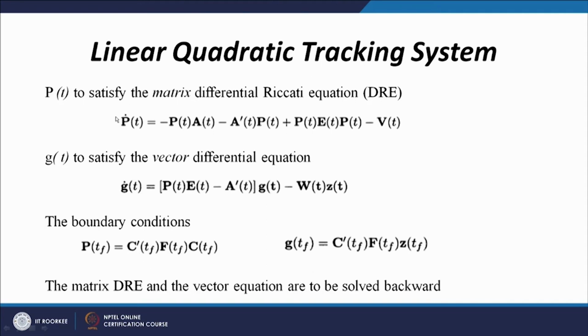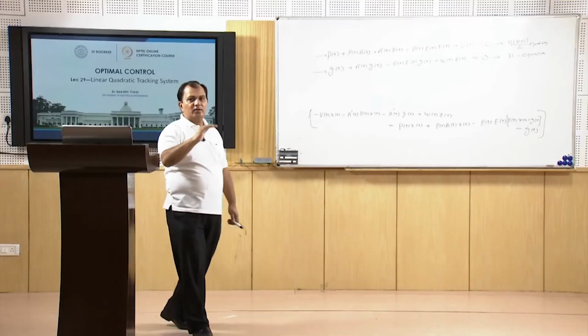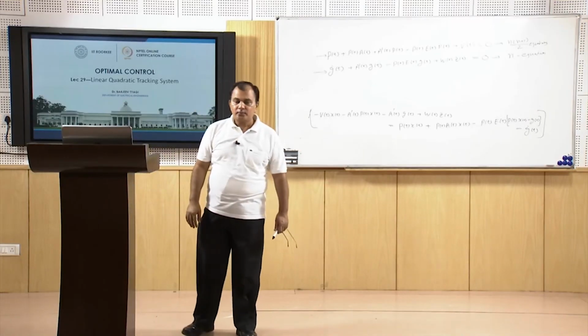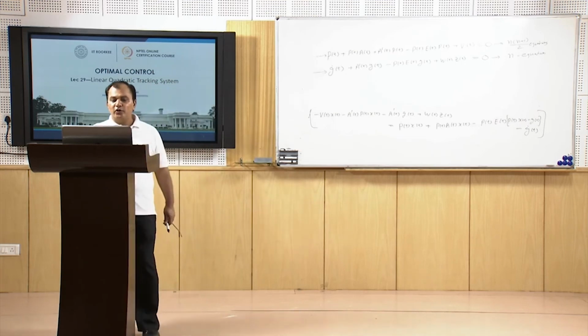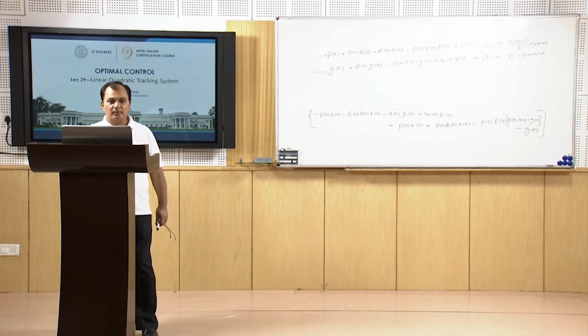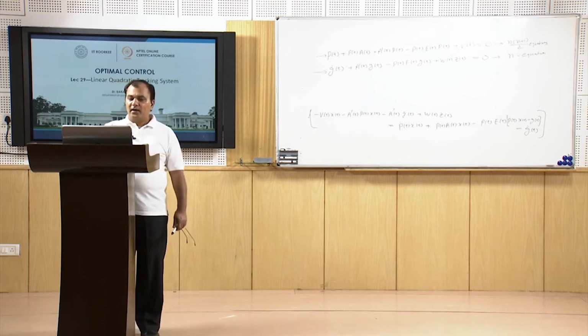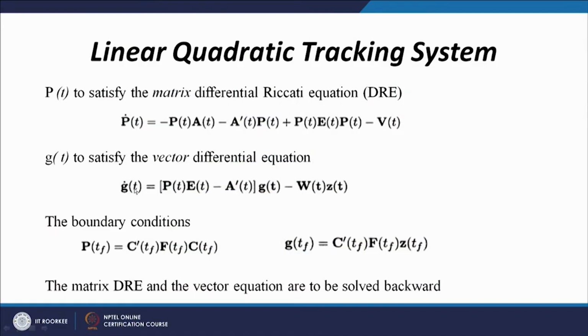So, n into n plus 1 by 2 plus n equations we have to solve with terminal condition as P(tf) given for the first equation, G(tf) given for the second equation, and naturally the tf point is given. So, we have to solve this equation backward. So, the backward solution for this equation we can have, and by solving this we can find out the P and G.